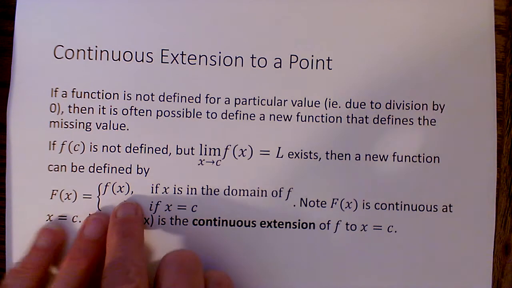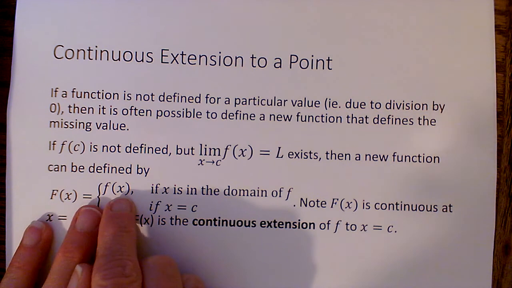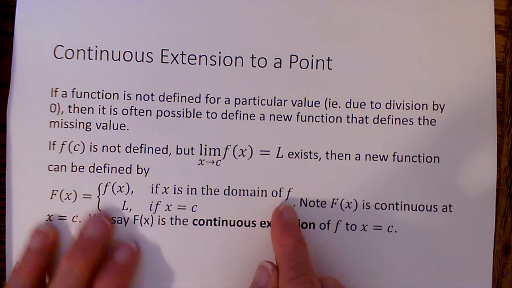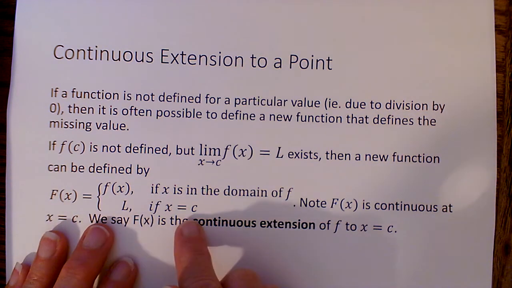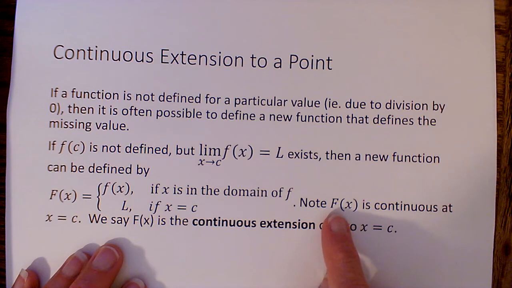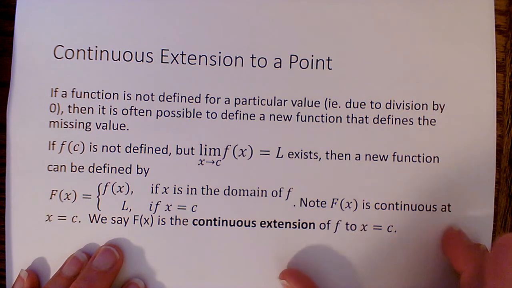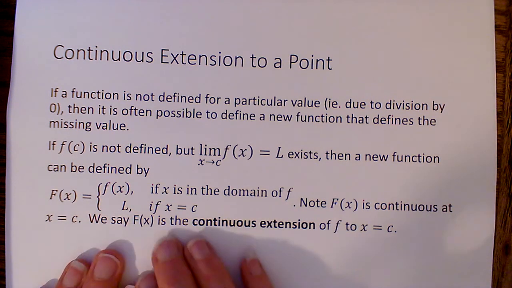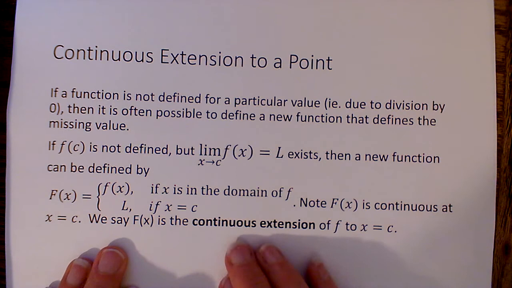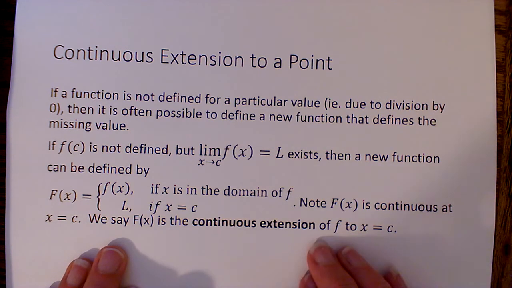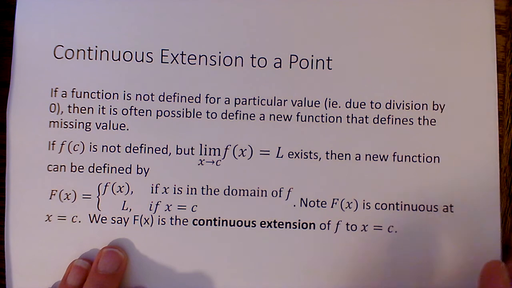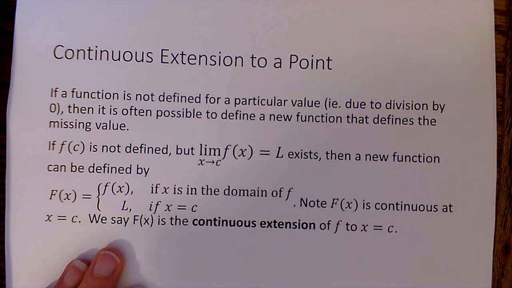Capital F of x equals little f of x if x is in the domain of f, and otherwise L if x is equal to c. So note that capital F of x is continuous at x equals c, and so we would say that capital F of x is the continuous extension of f to x equals c. Let's look at an example on this.